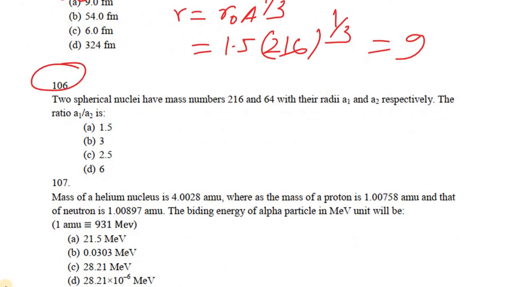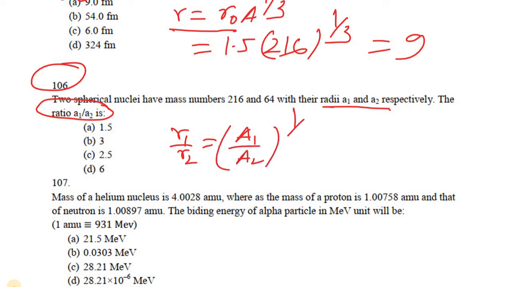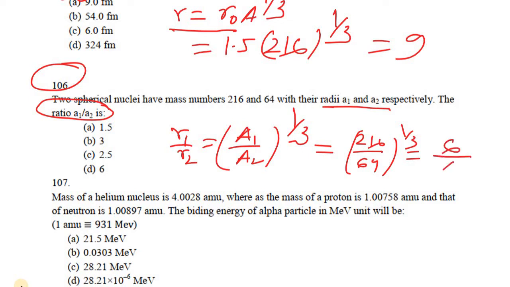Next is 106. Two spherical nuclei have masses given, with radii given respectively. What is the ratio of A1 to A2? From the first formula, R equals R0 A to the power 1/3, so R1 by R2 means A1 by A2 to the power 1/3, and it gives 216 by 64. The cube root of 216 by 64 gives 6 by 4, so 6 by 4 is 1.5.